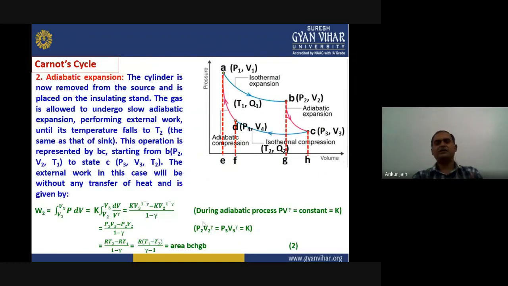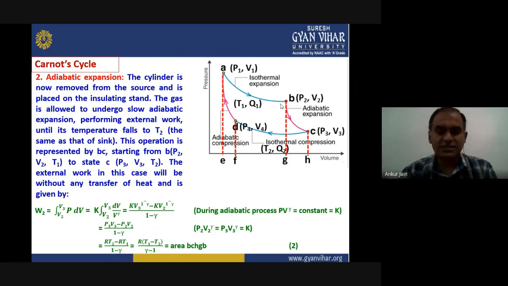We can see what will happen, because there is no heat exchange and the temperature is of course different from that of the stand. Slowly the temperature of that gas will go down. The temperature will change. We allow this until the temperature of the gas falls to the point which is equal to the temperature of the sink, that is T2.